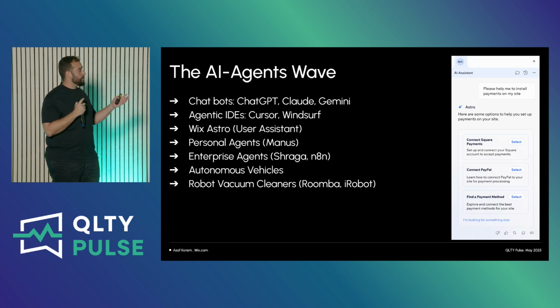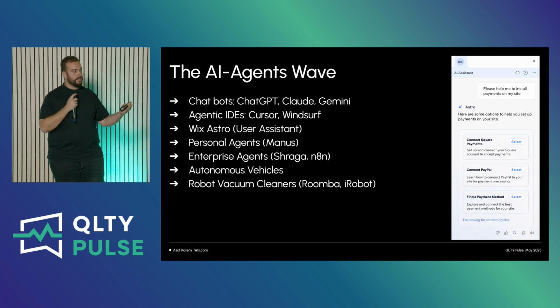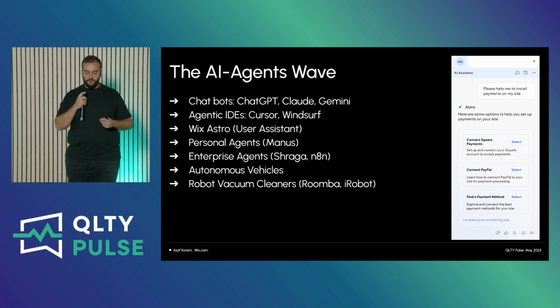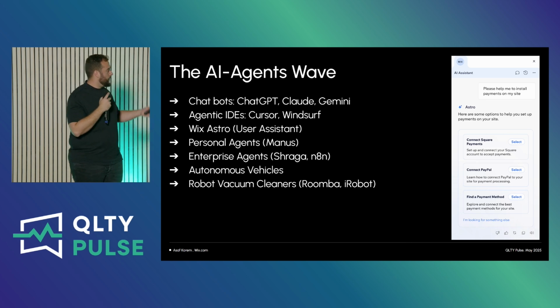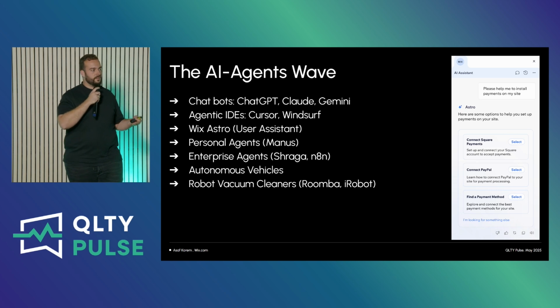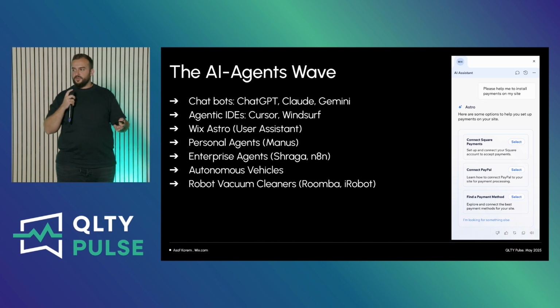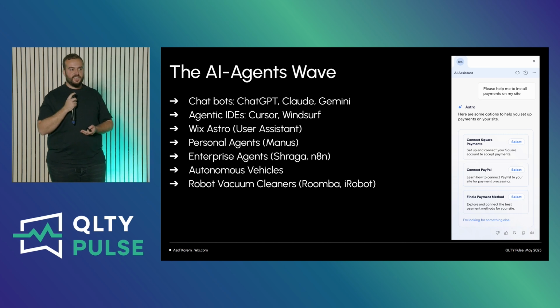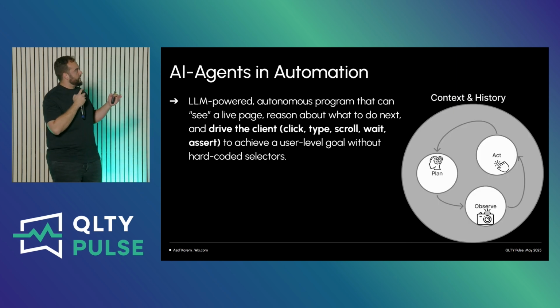And autonomous vehicles are agents. They're reading the state, which is the road and the cars around them, and then they decide what the next action will be. Robot vacuum cleaners like iRobot and Roomba are also agents. So you're already familiar with the idea of agents, it's just a term that needs to be defined.